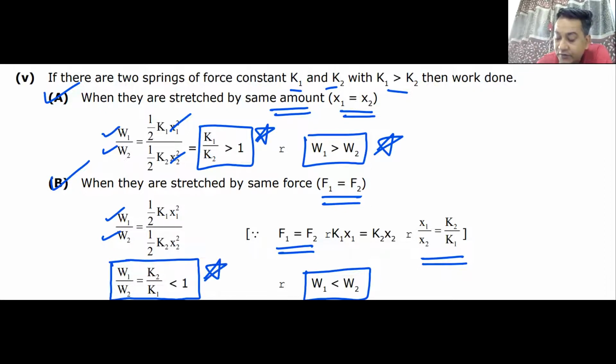In the first case, W1 by W2 was coming as k1 by k2. In the second case, W1 by W2 was coming as k2 by k1. Remember this point. The same point will come in the exam. I'll give you a minute to note this down in your sheets as well as in your notebooks. Please note it down.